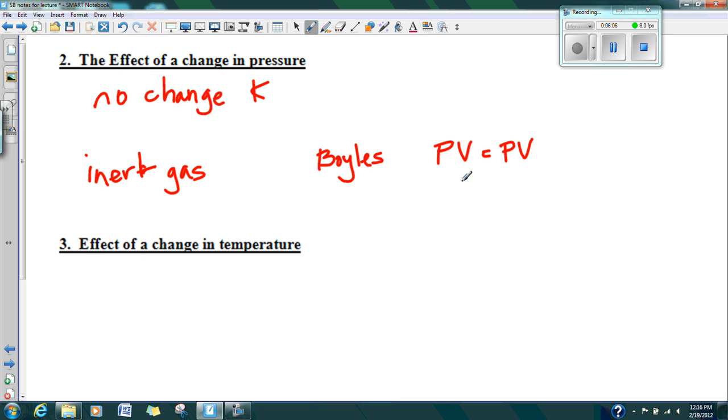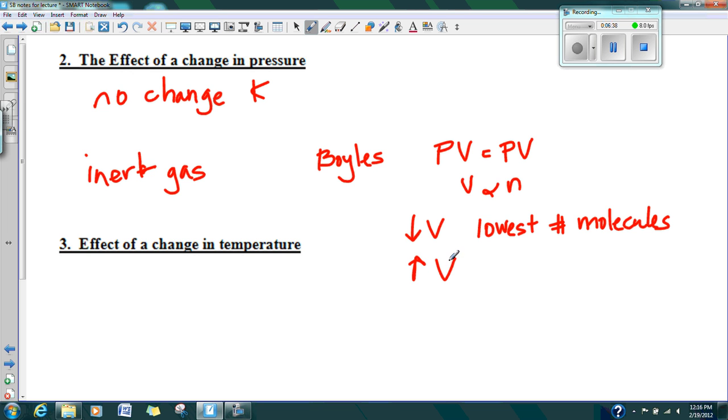Well, again, we need to recall that volume and the number of moles are proportional to each other. So if I decrease the volume in the system, the equilibrium is going to shift in the direction of the least number of molecules. So again, we're taking a look at the number of moles in our situation. We'll look at an example in just a second. If I increase my volume, it is going to shift in the direction that increases the number of molecules.